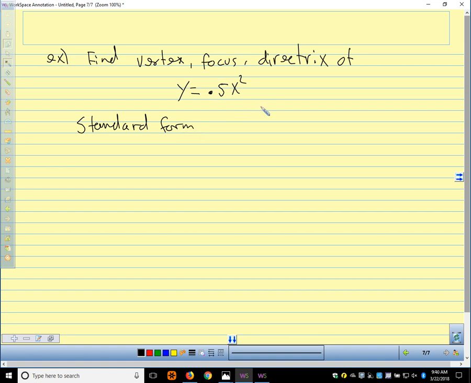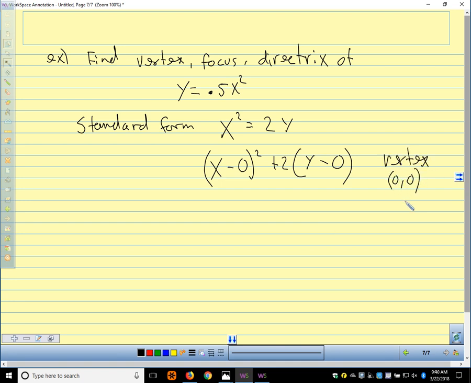So I'm going to change this to standard form. Divide both sides by 0.5, same thing as multiplying both sides by 2. I get x squared equals 2y. That's my standard form. Well, this is nice. What's our vertex? This is x minus what? 0, squared, equals 2 times y minus 0. So our vertex is at 0, 0.